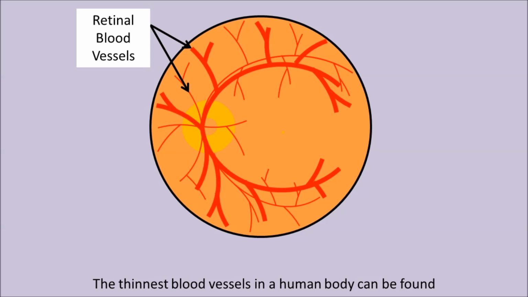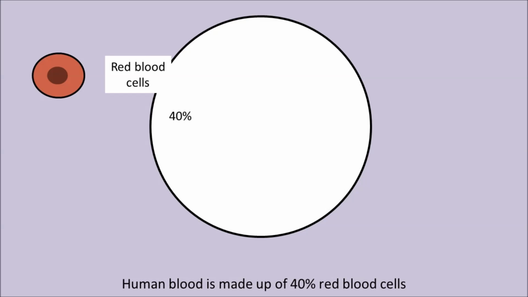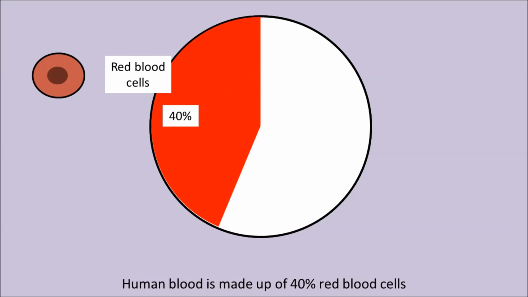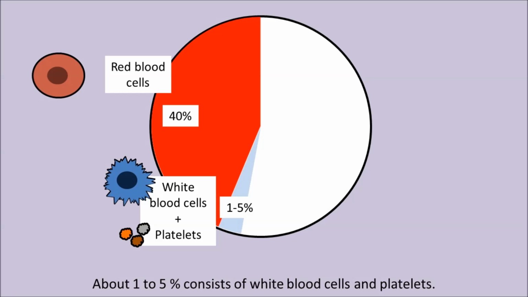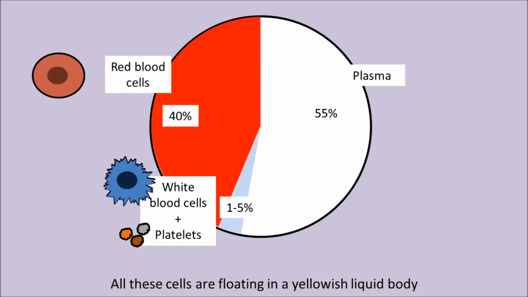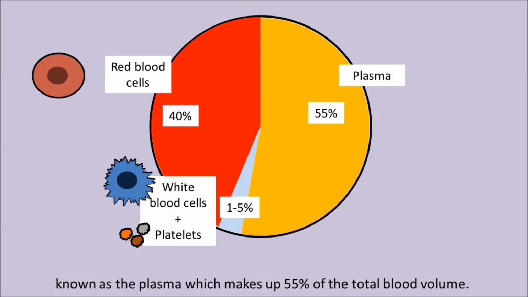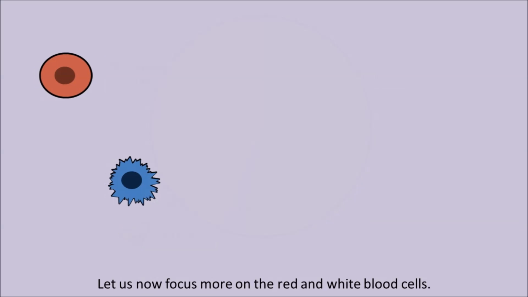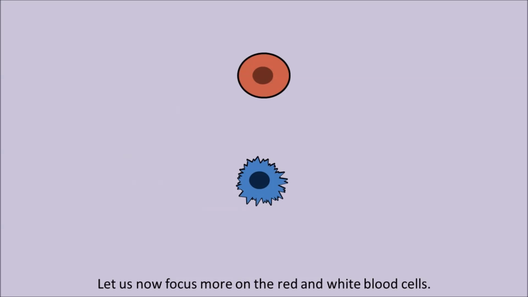The thinnest blood vessels in a human body can be found lying over the inner surface of the retina. Human blood is made up of 40% red blood cells. As the name suggests, red blood cells are red. About 1 to 5% consists of white blood cells and platelets. White blood cells are basically transparent. All these cells are floating in a yellowish liquid body, known as the plasma, which makes up 55% of the total blood volume. Let us now focus more on the red and white blood cells.